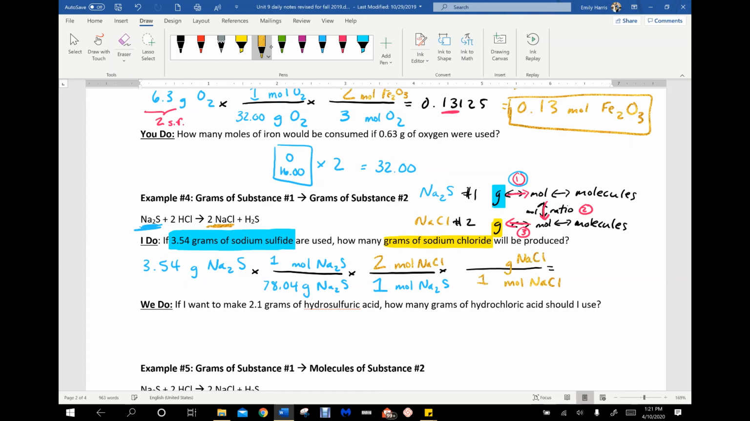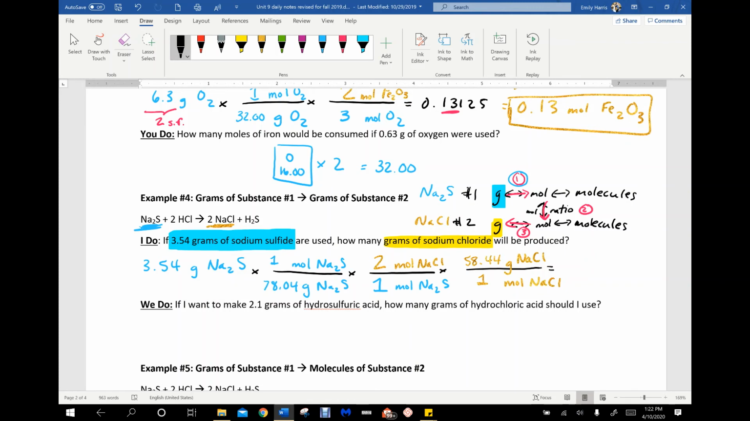Again, this is molar mass, which is always defined as per 1. So I take sodium's mass, 22.99, and add it to chlorine, 35.45, and that gets me 58.44 grams of NaCl. Then we're ready to plug in and solve. It's a good calculator practice here. So we'll do 3.54 times 1 divided by 78.04 times 2 divided by 1 times 58.44 divided by 1.